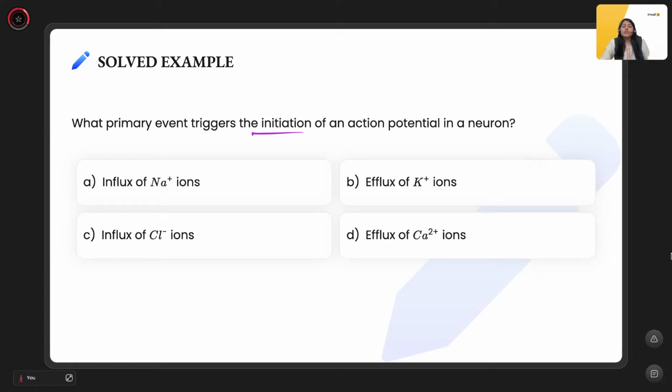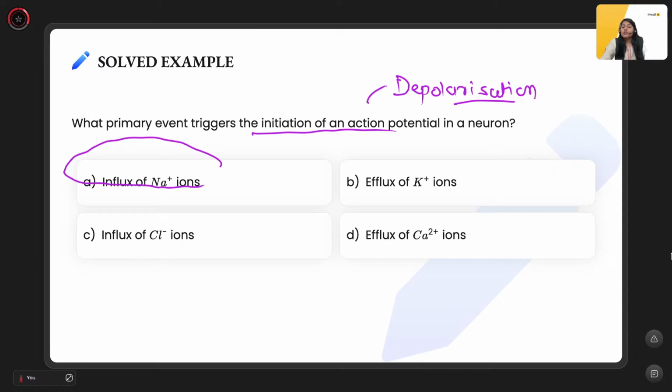Okay, initiation of an action potential actually leads to depolarization of the neuron. और depolarization of the neuron कैसे होता है, action potential generation कैसे होता है? The action potential generation actually occurs due to influx of sodium ions. If the influx of sodium ions generates a potential change which is higher than the threshold potential, then it will actually lead to generation of action potential. So the primary event leading to the initiation of an action potential is influx of sodium ions.